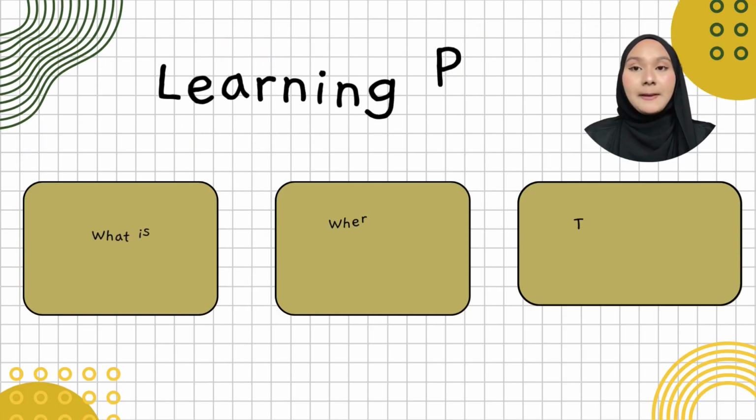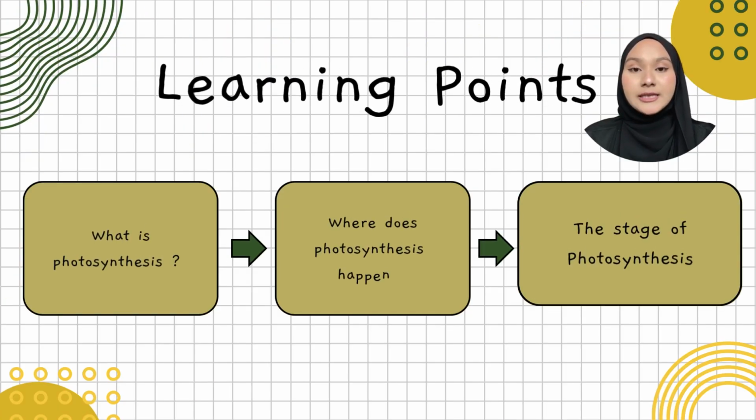Before we begin, let me share the learning outcomes for this presentation. By the end of this session, you will understand what photosynthesis is, where it happens, and the two main stages, the light reaction and the Calvin cycle. You will also understand how plants make food and why photosynthesis is important.